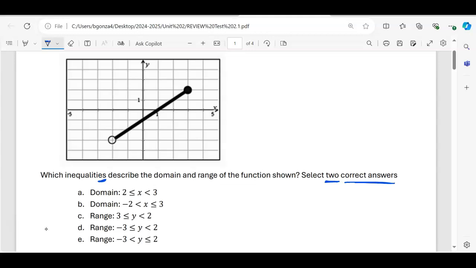And remember, domain is from left to right, and then range is from bottom to top. So from left to right, this right here is at -2, and it's open. This right here is at +3, and it's closed. So -2 to +3, not underlined, underlined. So that would be B. That's the domain.